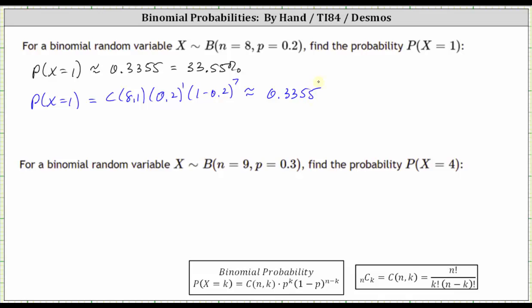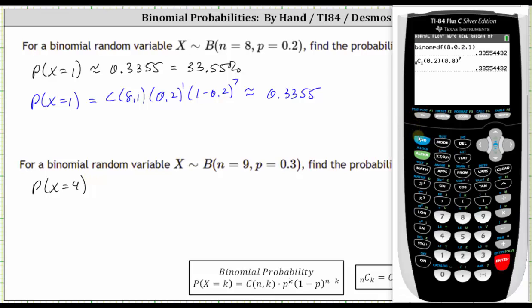Let's take a look at a second example. The random variable x has a binomial distribution where n equals 9, p equals 0.3, and we're asked to find the probability x is equal to 4. Going back to the TI-84, press second vars for the distributions menu, select option A for binomial PDF, enter.